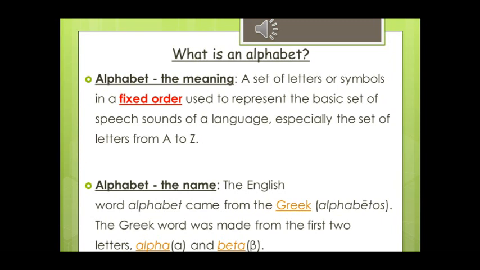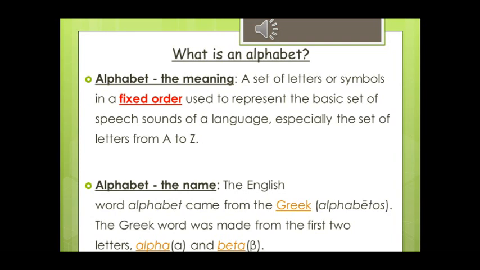If a child does not know the entire sequence of the alphabet, that means the child has not learned the alphabet at all. The second point is, if you look at the name alphabet, it is coined from the first two letters, alpha and beta. Alpha indicates letter A and beta indicates letter B in Greek. So the name itself suggests that the alphabet is supposed to be in that particular sequence.